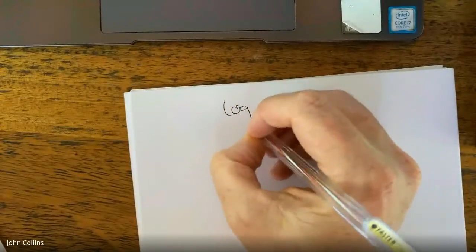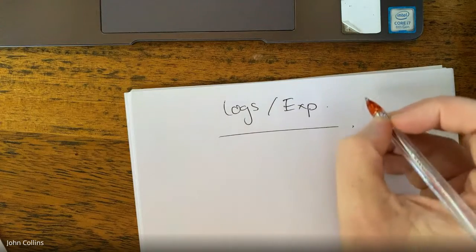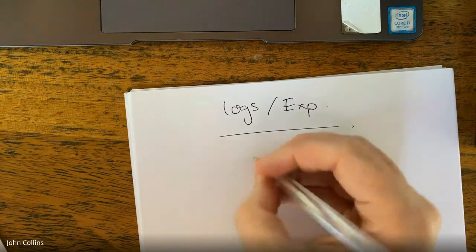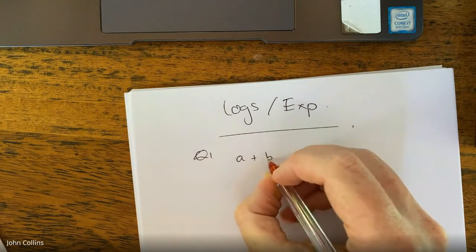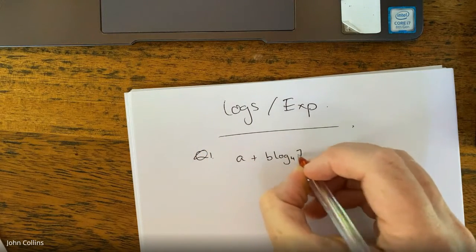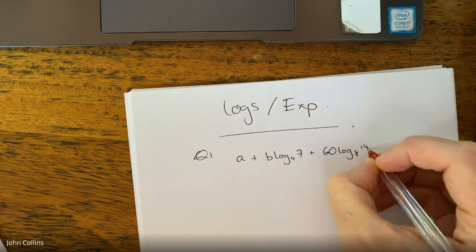So this is logs and exponents, revision questions. Okay, so question 1 was a log base 4 of 7 plus b log base 4 of 7 plus 60 log base 8 of 14.